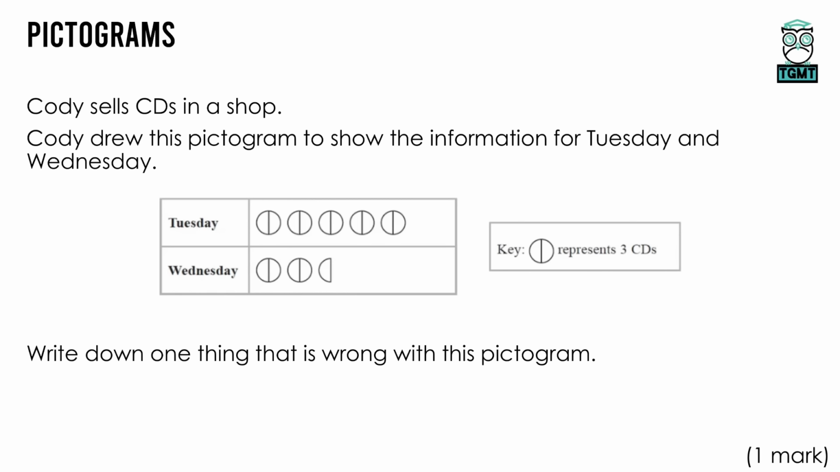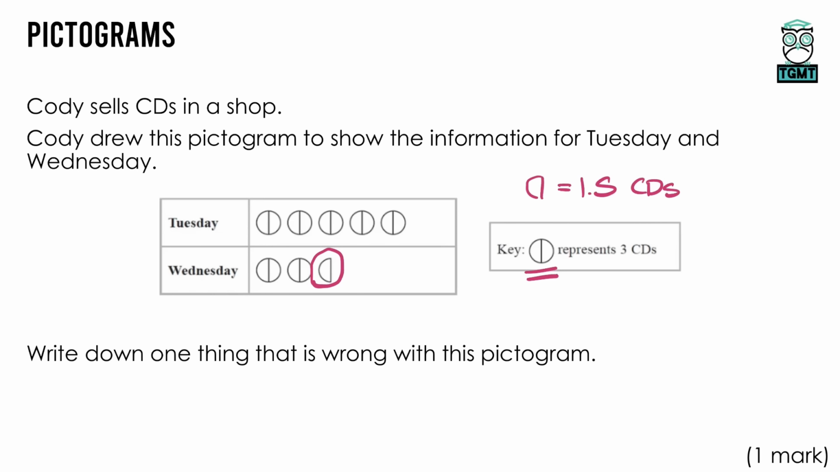Now over here we are allowed to use half of a circle. So what does that mean in terms of our key? Well, our key here says a full circle represents 3 CDs. Well, that would mean that half of a circle was equal to 1.5 CDs. Now that's impossible. You can't have 1.5 CDs unless of course you snapped one in half. But as this is about CDs being sold in a shop, of course we're not going to have 1.5 CDs. So we would just write something along the lines of the key here, half of a circle is 1.5 CDs. You can't have 1.5 CDs.